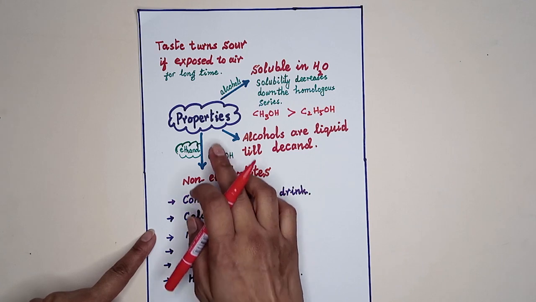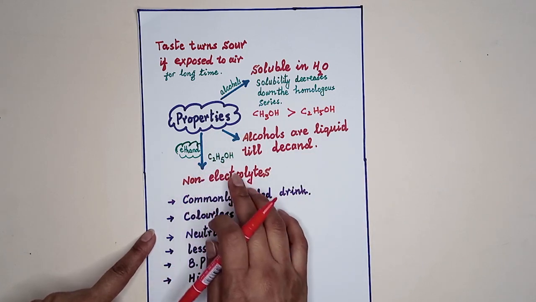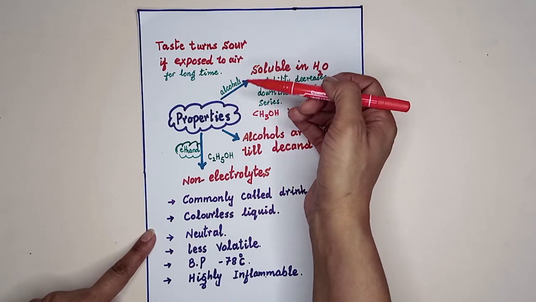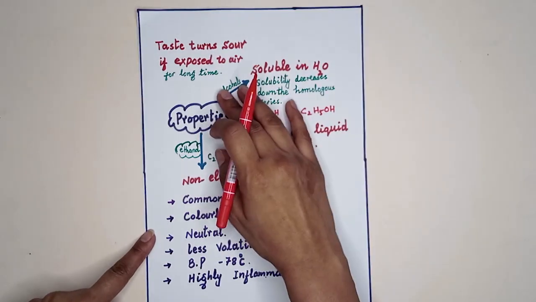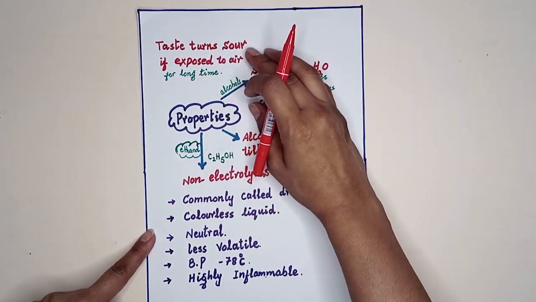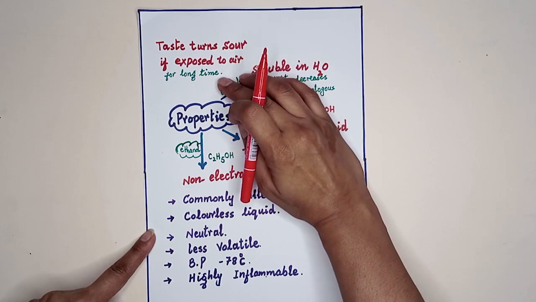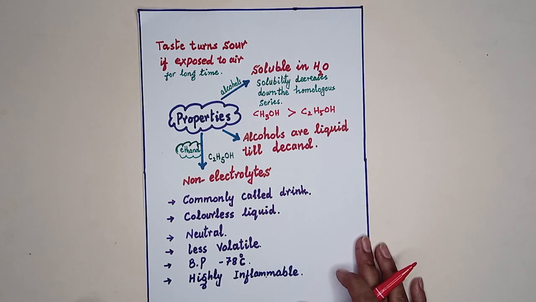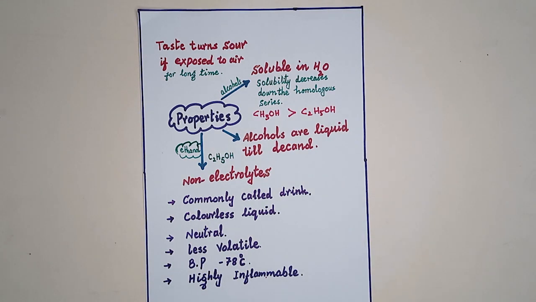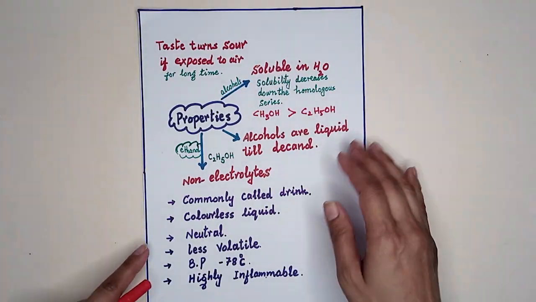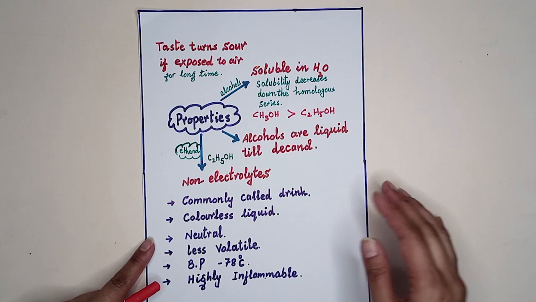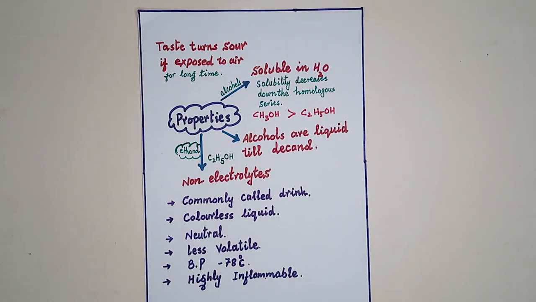And then ethanol, if we talk about the properties of ethanol: if we leave the alcohol open, the taste turns sour if exposed to air for a long time. Why? I will tell you in the later property, the chemical property.